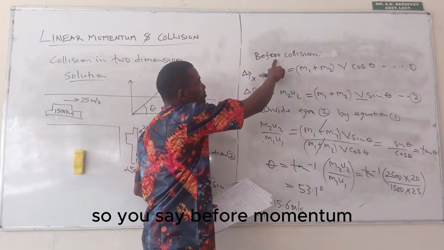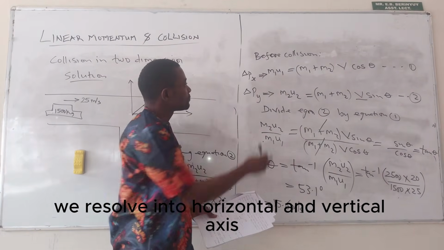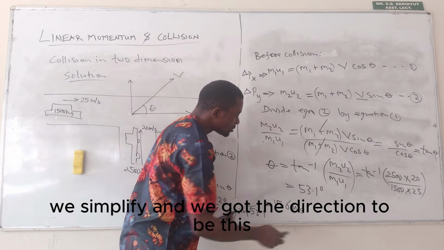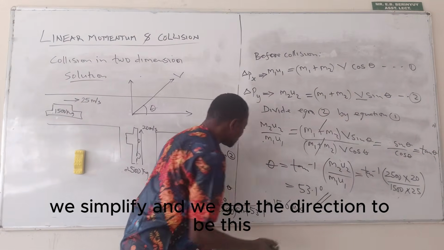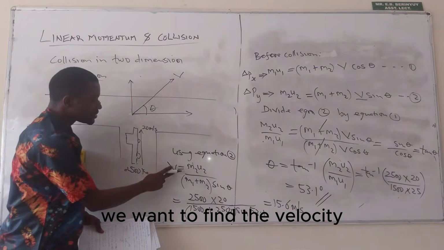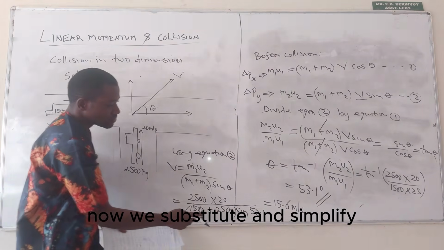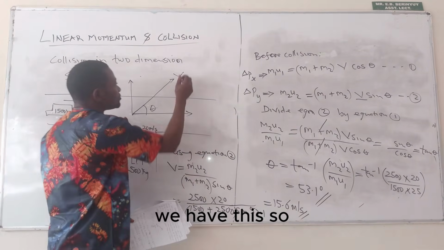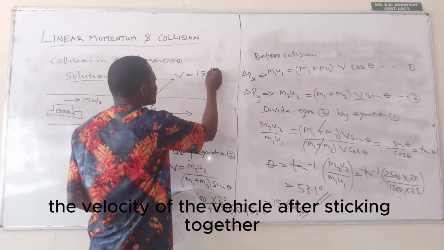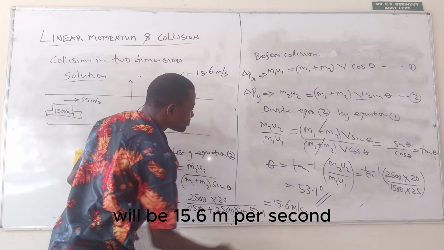So we said before collision, we resolve into horizontal and vertical axis. From there we simplify and we got the direction to be this. Then using equation 2, this is equation 2, we want to find the velocity, this velocity. So this velocity now, we substitute and simplify, we'll have this. So the velocity of the vehicle after sticking together will be 15.6 meter per second.